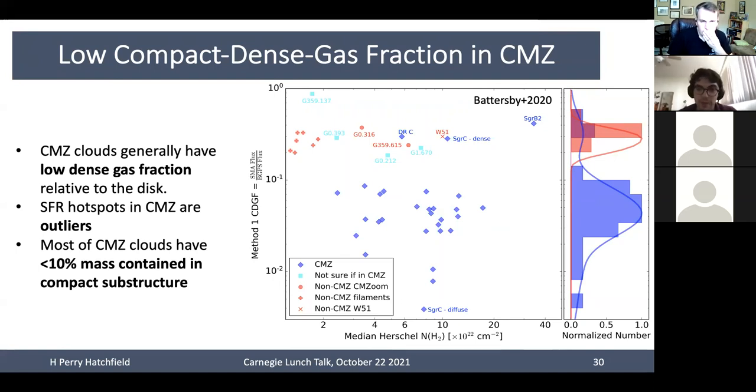On average, what we found is that most clouds in the CMZ just haven't really fragmented into compact sources. This is perhaps a sign that some process like intense turbulence is preventing the clouds from collapsing. However, we're not able to necessarily show that quite yet. In terms of the amount of mass contained within the compact substructure, less than 10% of all of the mass in the CMZ is contained within those compact substructure sources.